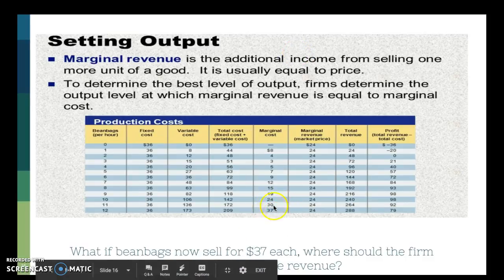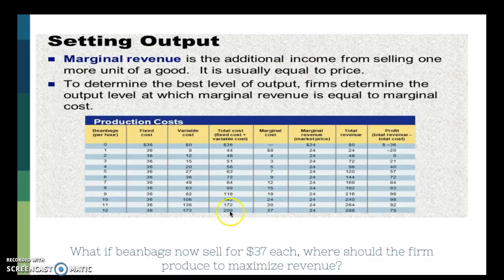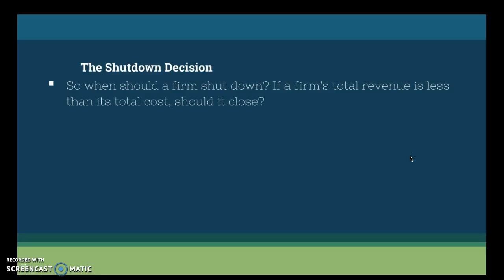Okay, hopefully you got it. It would be right here at the very last row, which is 12. Your marginal cost is 37 there, so our marginal revenue matches it at 37, and that would be the best place. Okay, what if a firm's not making money? Now the company has to decide, are they going to stay open or is it going to shut down? So when should it shut down?